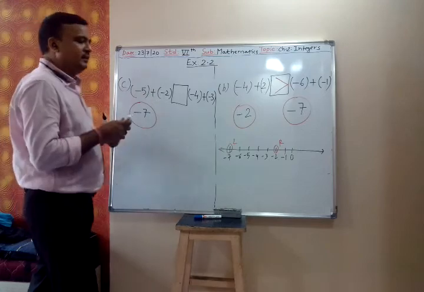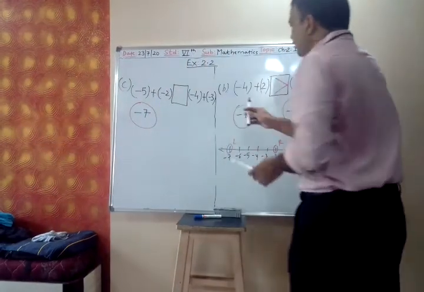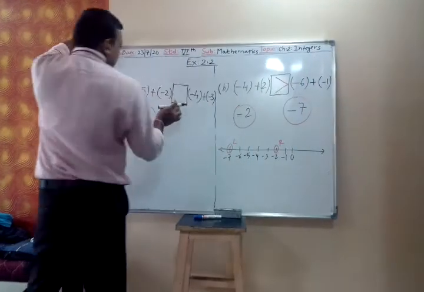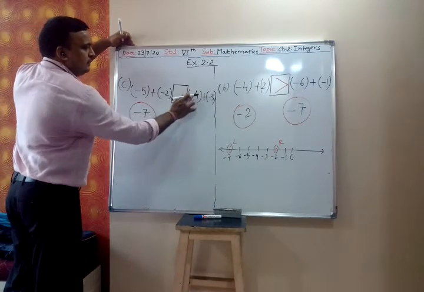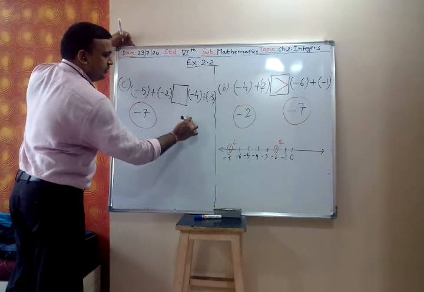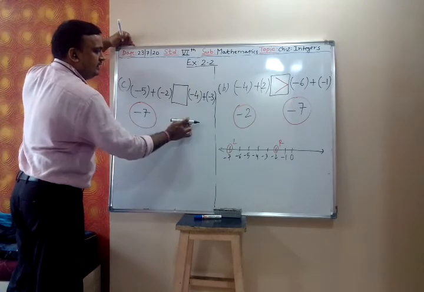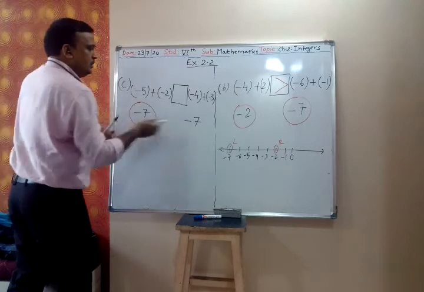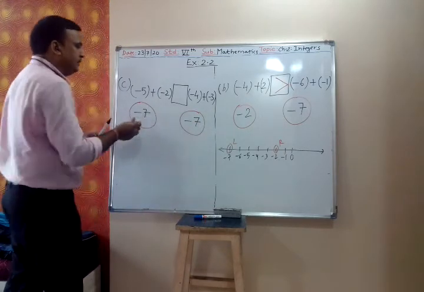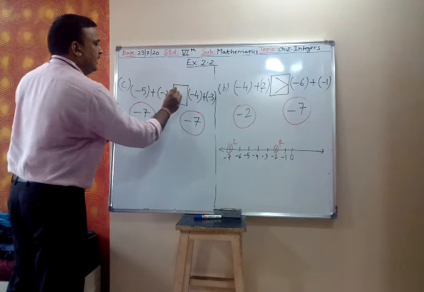Let us see this number. What is the sign of 4? Minus. What is the sign of 3? Minus. Minus minus we write minus. 4 plus 3 is 7. So this is also minus 7. Both are having the same number, minus 7, minus 7. So they are equal.